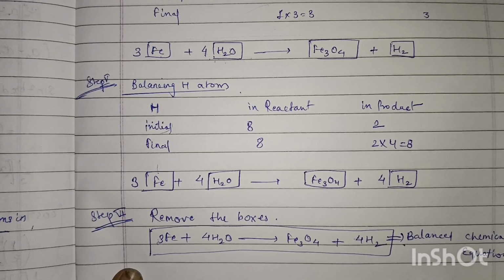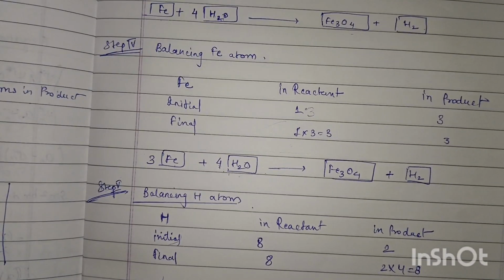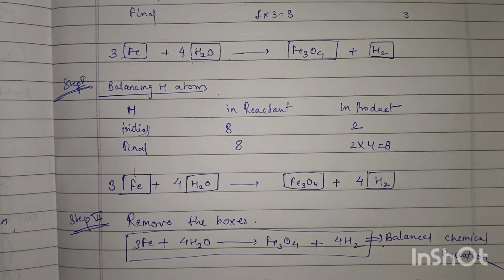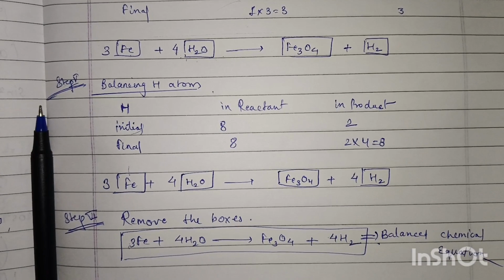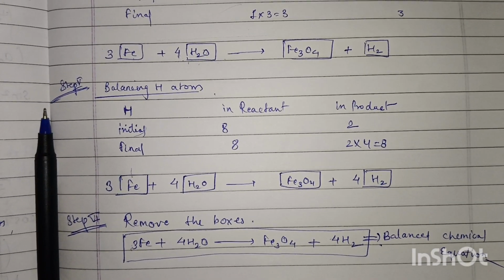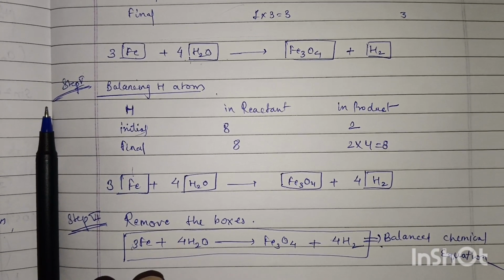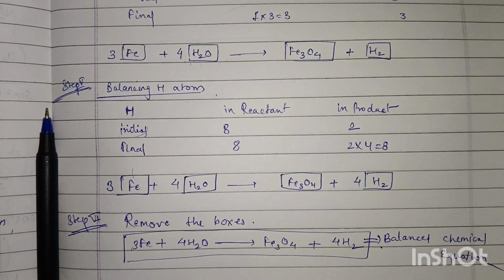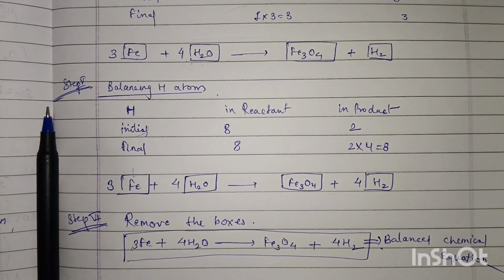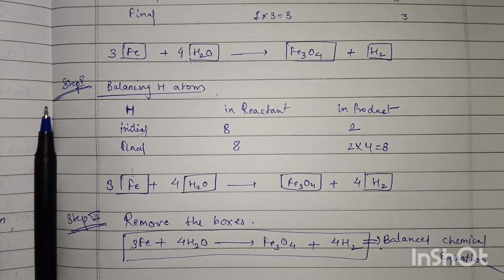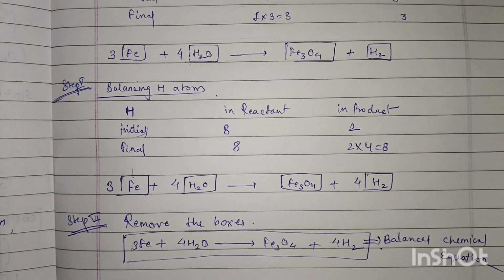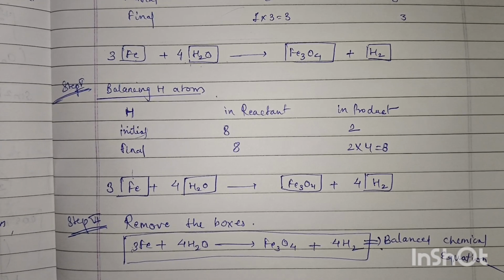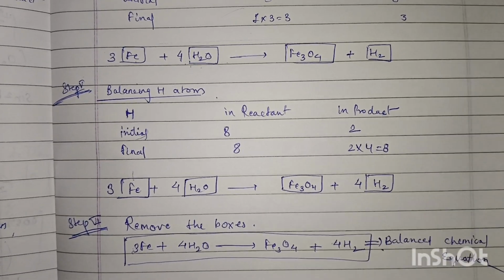Now one of the main questions that arises here is why we have to balance a chemical equation. This is because of the law of conservation of mass, according to which mass can neither be created nor destroyed in a chemical reaction. If the total mass in reactant and in product is different, this will not satisfy the law of conservation of mass, and hence we have to balance the reaction in order to follow this law.